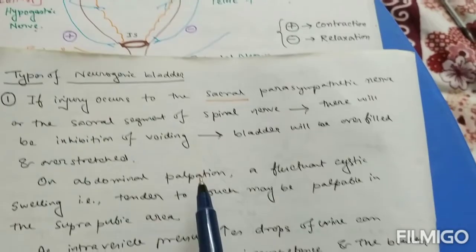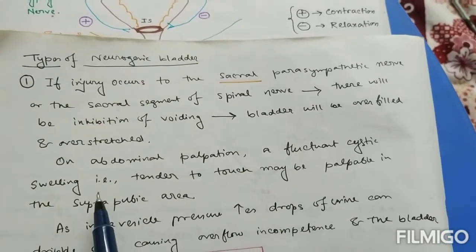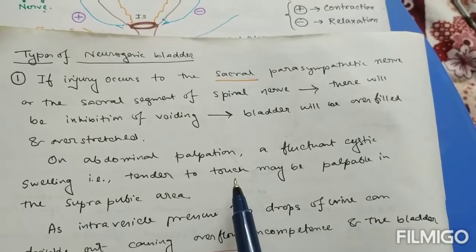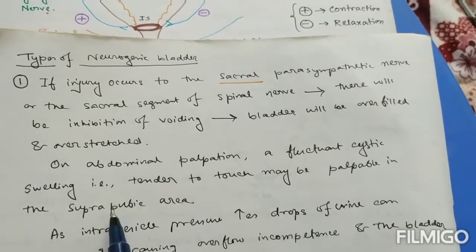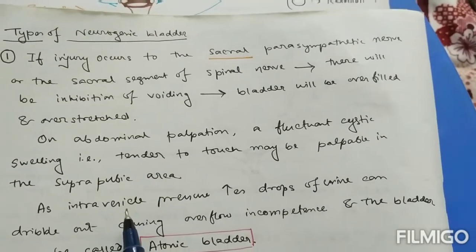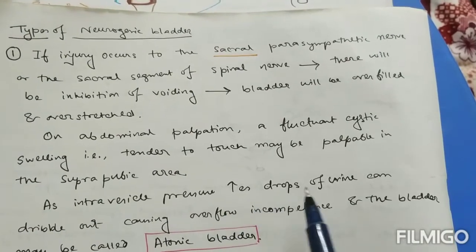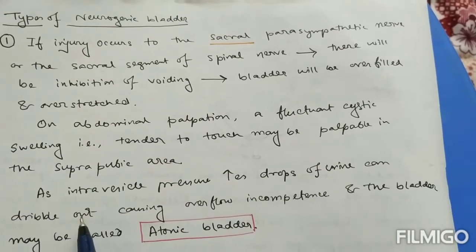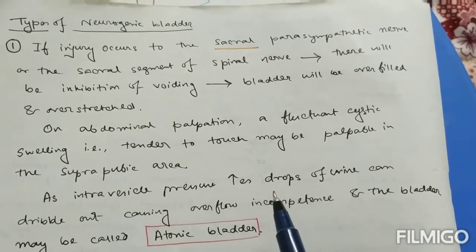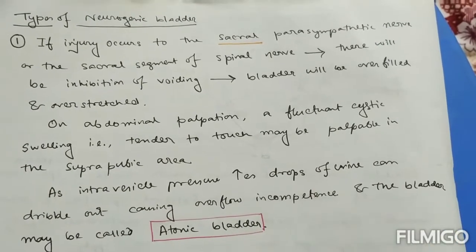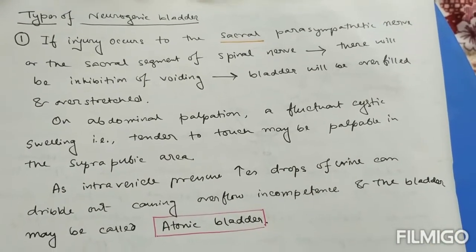On abdominal palpation, a fluctuant cystic swelling that is tender to touch may be palpable in the suprapubic area. As intravesical pressure rises, drops of urine can dribble out, causing overflow incontinence, and the bladder may be called atonic bladder.